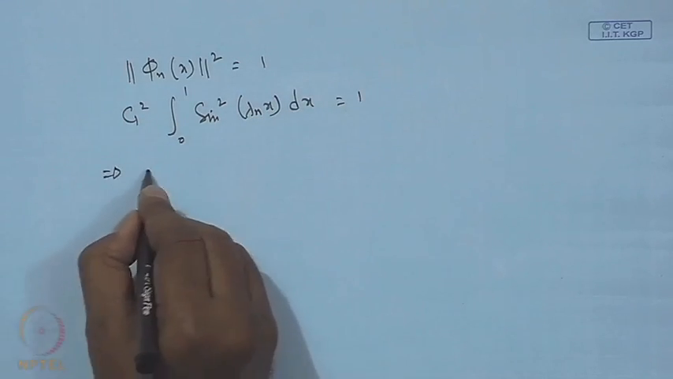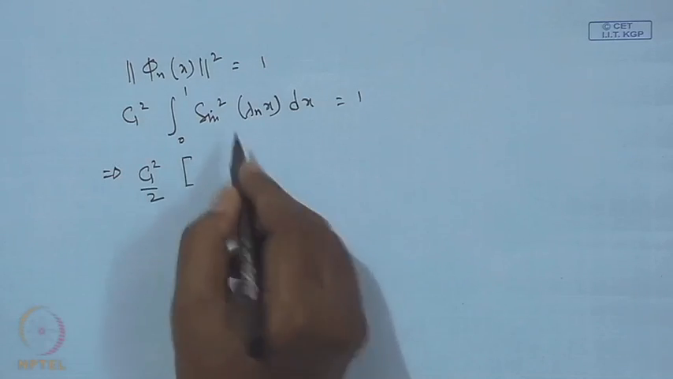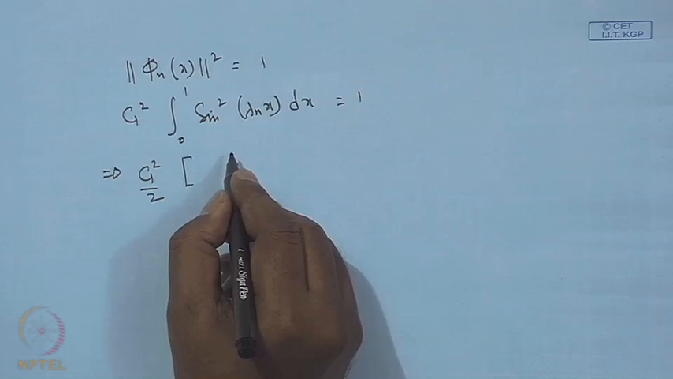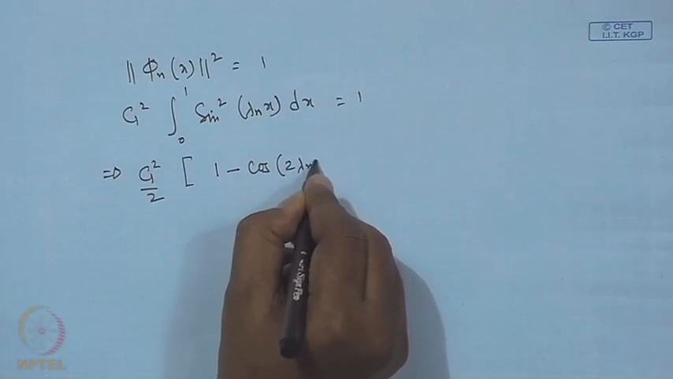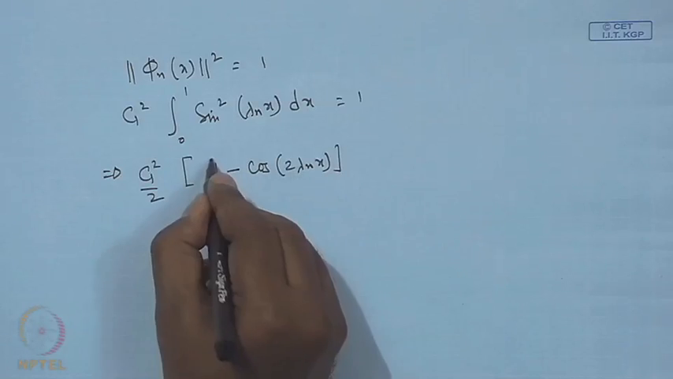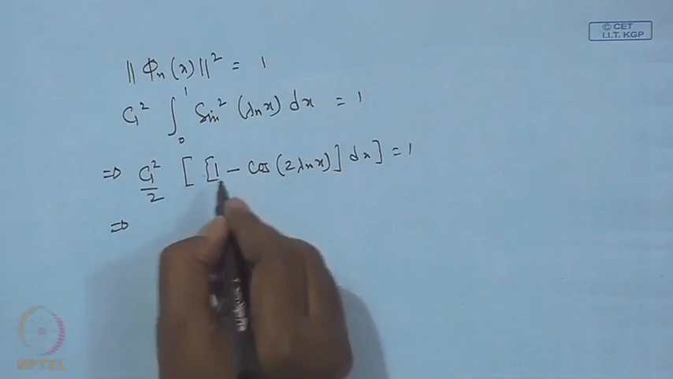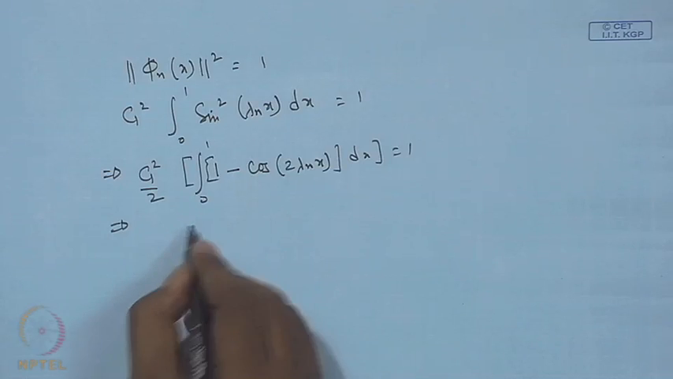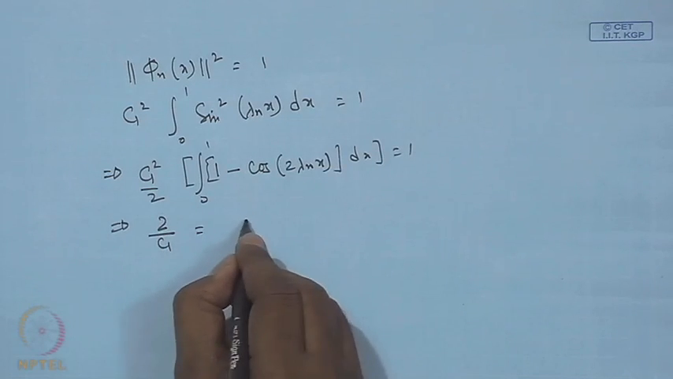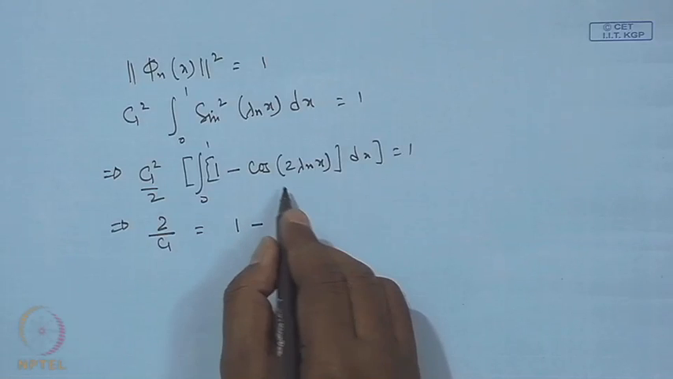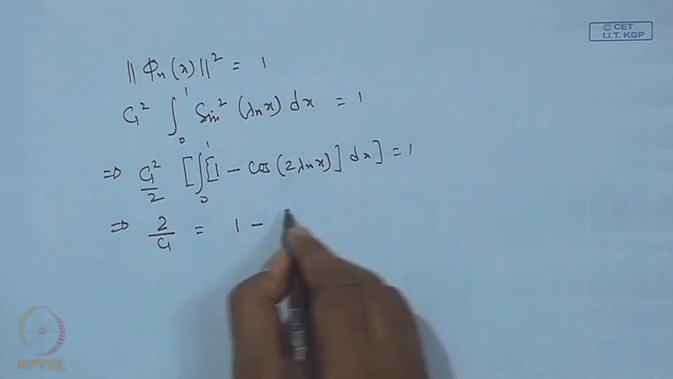So, this will be C 1 square by 2 sine square lambda n x. So, it will be 1 minus cosine 2 lambda n x dx equal to 1. So, this will be from 0 to 1, we carry out the integral. So, this becomes 2 C 1 square is equal to 1 minus cosine 2 lambda n x, integral of cosine 2 lambda n x.